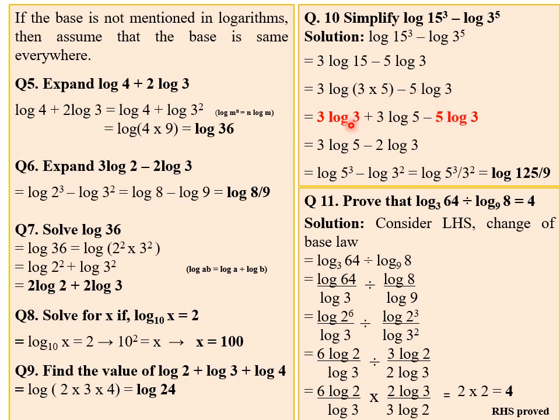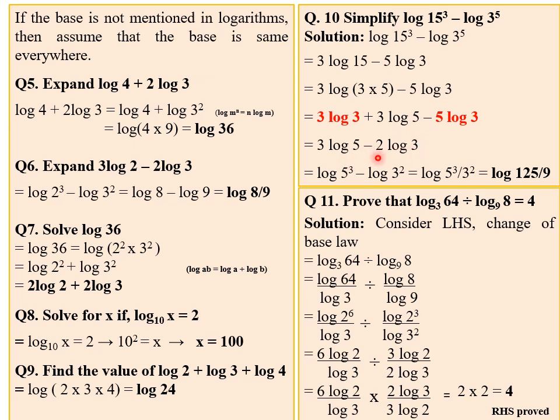To proceed, as you can see, you have common bases here, that is log 3 and log 3. So you can proceed to operate these two, that is 3 minus 5, which comes to minus 2. This 3 log 5 is taken as it is here, but these two are getting operated and coming to minus 2 log 3.